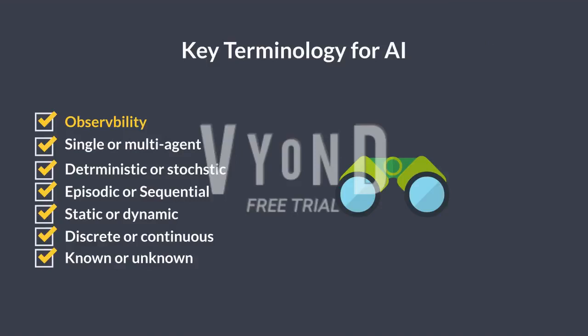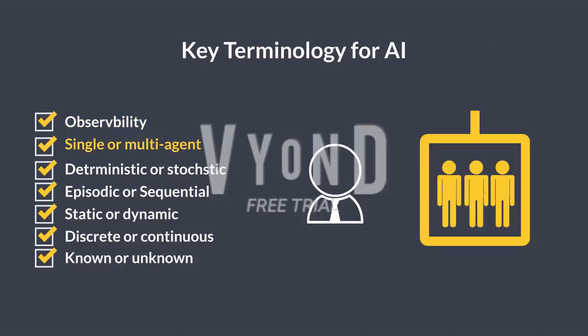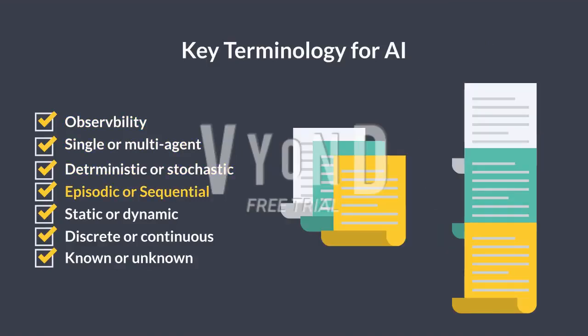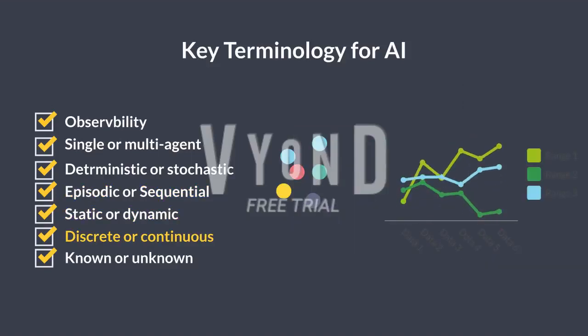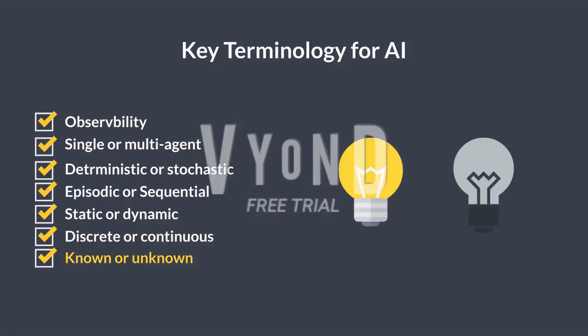Task environments vary along several significant dimensions. They can be fully or partially observable, single agent or multi agent, deterministic or stochastic, episodic or sequential, static or dynamic, discrete or continuous, and known or unknown.